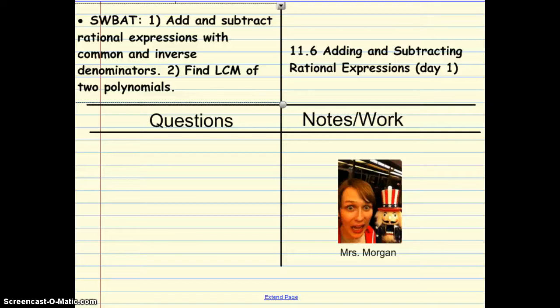Hi everyone, this is Mrs. Morgan with Chapter 11, Section 6, Adding and Subtracting Rational Expressions, Day 1. After this lesson, you will be able to add and subtract rational expressions with common and inverse denominators, and you will also be able to find the least common multiple of two polynomials.